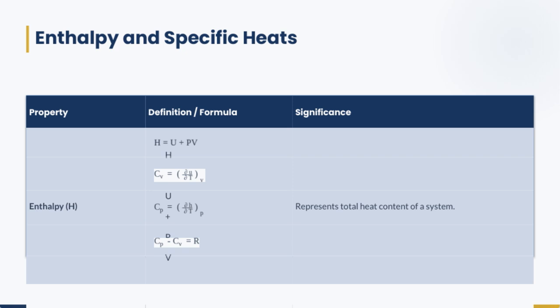Finally, there's an important relation connecting these two specific heats. Cp minus Cv equals the ideal gas constant. This relation is fundamental because it links the heat capacities to the properties of ideal gases, helping us understand how energy transfer varies depending on whether the process occurs at constant volume or constant pressure.